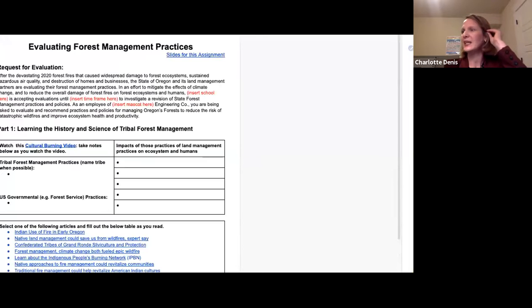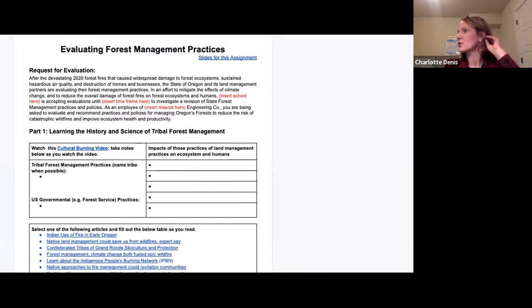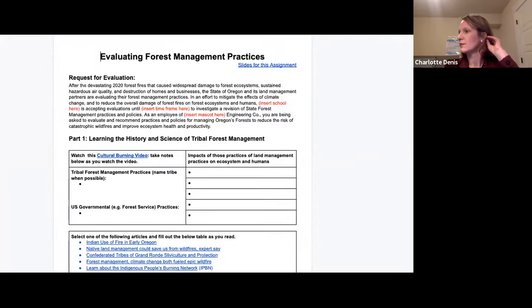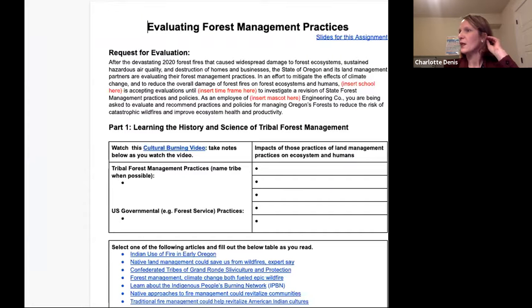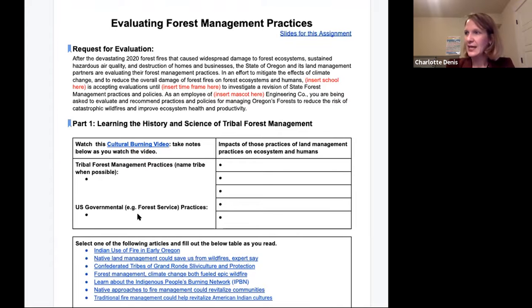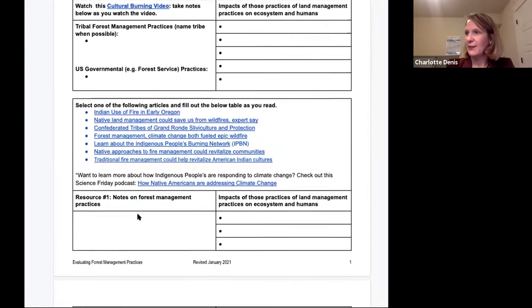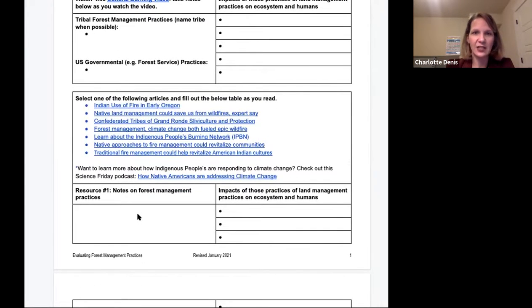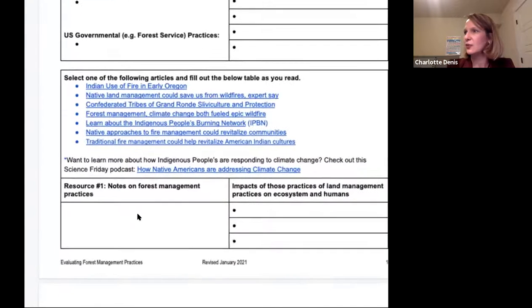So let me have us take a quick look at this student document of what students are actually going to be doing in this task set. There we go. So they watch a video about cultural burning, write down some notes about that, and they are able to compare and contrast tribal management practices and US government or Forest Service practices. And then again, students have the opportunity to investigate different tasks. Let me zoom in on this a little bit so it's a little easier to see.